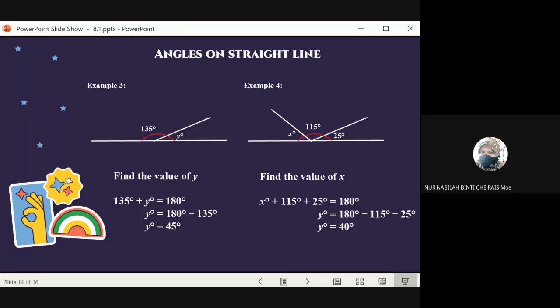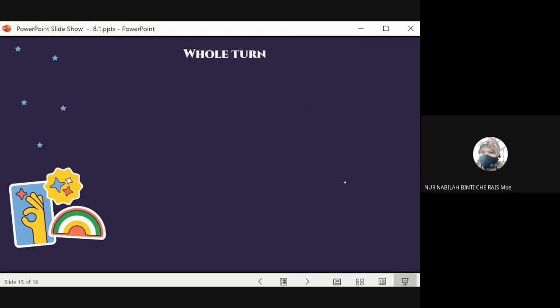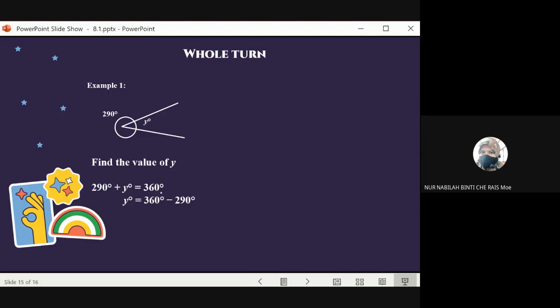Remember, it doesn't matter how many angles are given on a straight line, the total angle from here to here should be 180 degrees. Okay, if it is a whole turn like this, given outside is 290, then inside is y. We want to find the value of y. We know the total angle of a whole turn equals 360. So 290 plus y equals 360. You move to the back, so y equals 360 minus 290. So y equals 70.